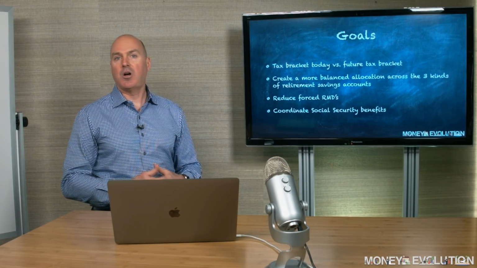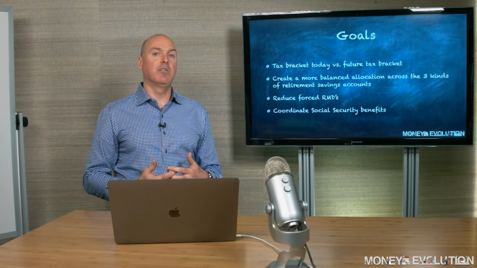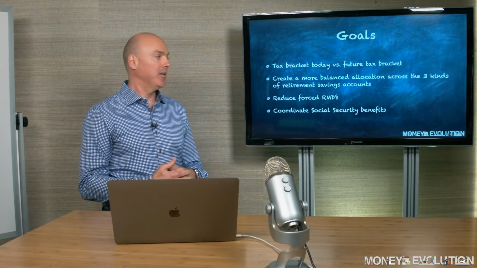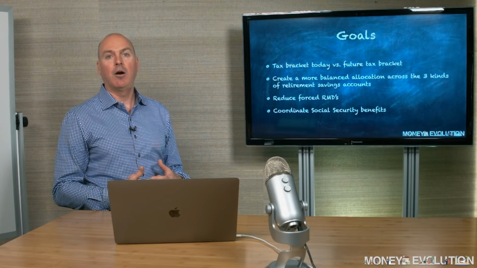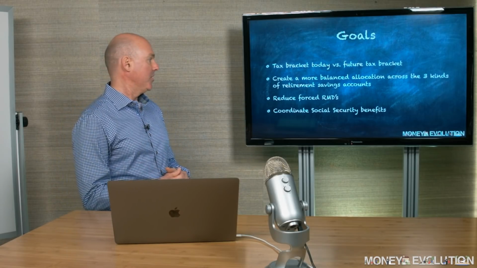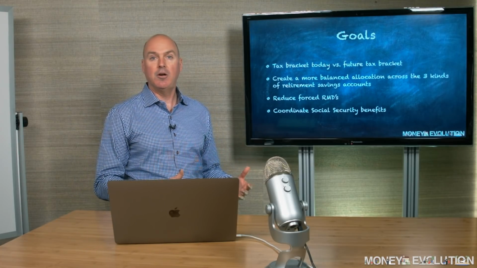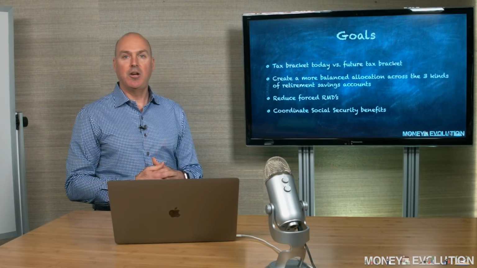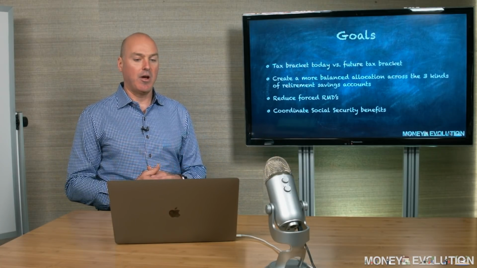We also want to look at those RMDs. We want to understand a little bit about how the growth of especially those traditional accounts is going to go, what those RMDs are going to be in the future, what that could do to your tax bracket down the road, and if we can, maybe try to reduce the impact of those RMDs on the tax situation in retirement. And then last but certainly not least, we also want to look at the other thing we can control, which is your Social Security, and how we coordinate the Social Security not only with your cash flow needs in retirement, but also with that tax strategy as well.